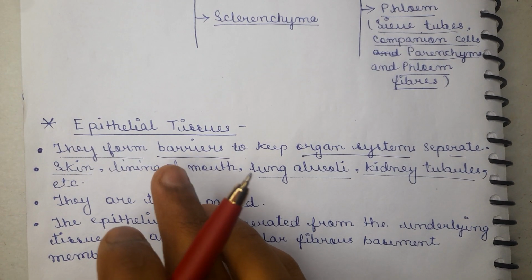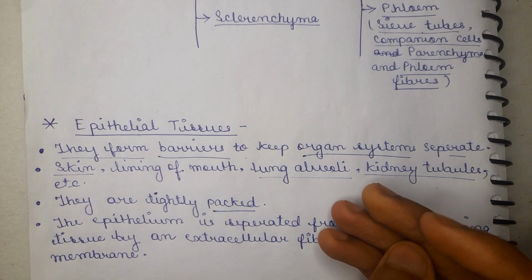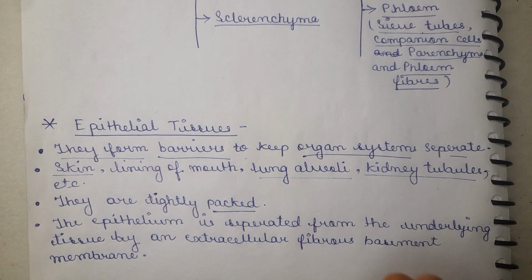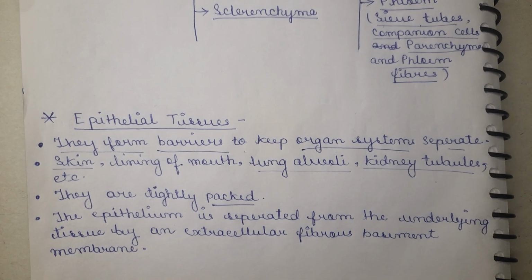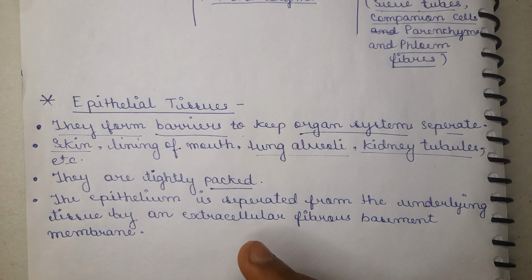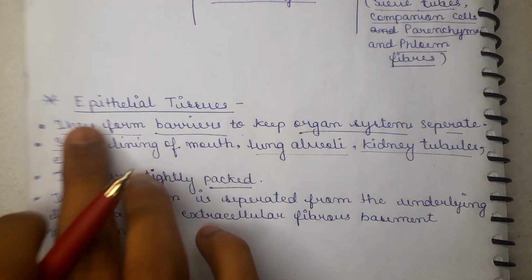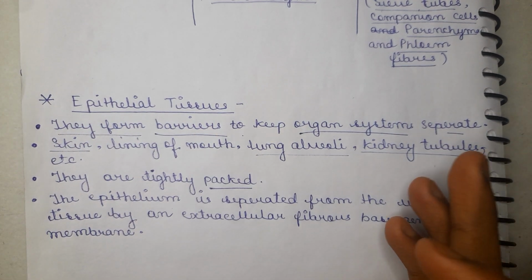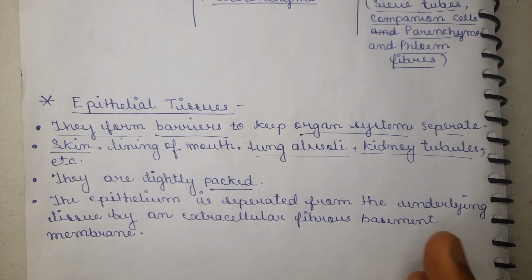The cells present in the epithelial tissues are mainly tightly packed and form a continuous sheet. They have a small amount of cementing material between them and almost no intercellular space present inside them. Epithelial tissues have this special character, that there is almost no intercellular space between the cells.